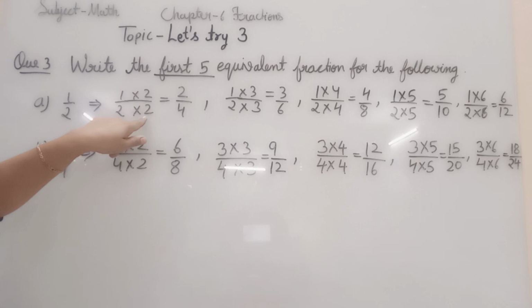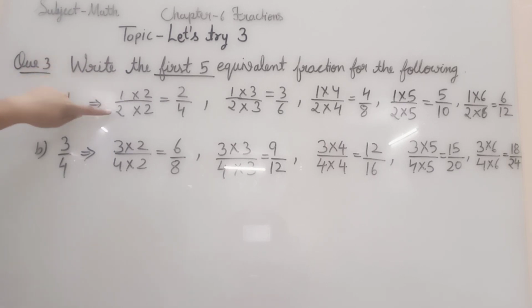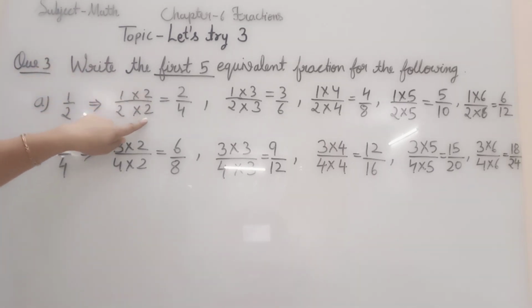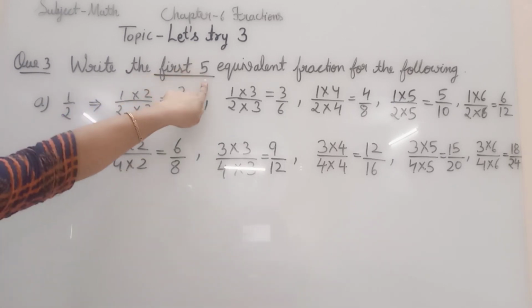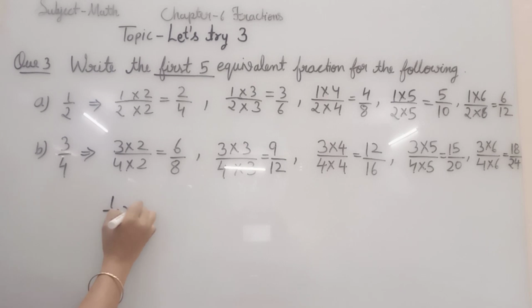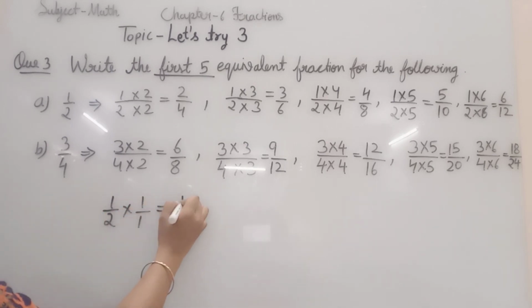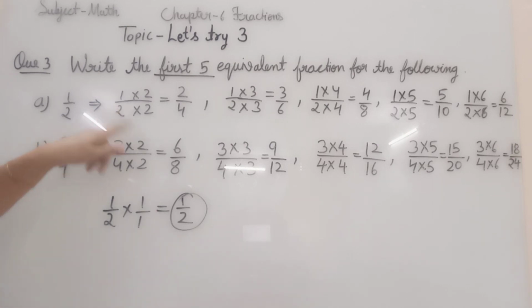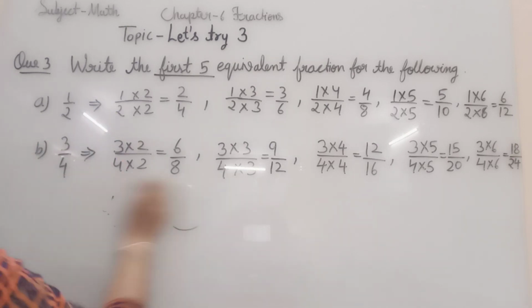And how will we find the equivalent fraction? To find the equivalent fraction, we have to multiply the numerator and denominator with the same number. Up and down with the same number we have to multiply. They have clearly mentioned first 5, so we have to start from the beginning also. If I multiply 1 by 2 with 1 by 1, you will get the same number, so it doesn't matter. That's why I have started with 2. So let's start with 2.